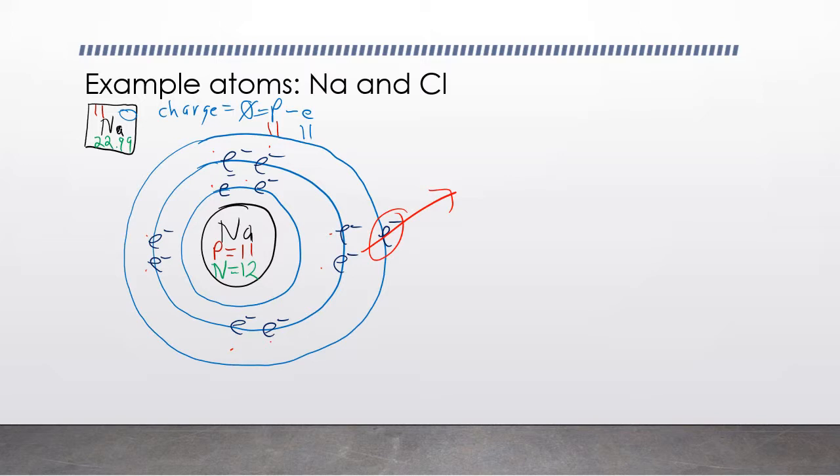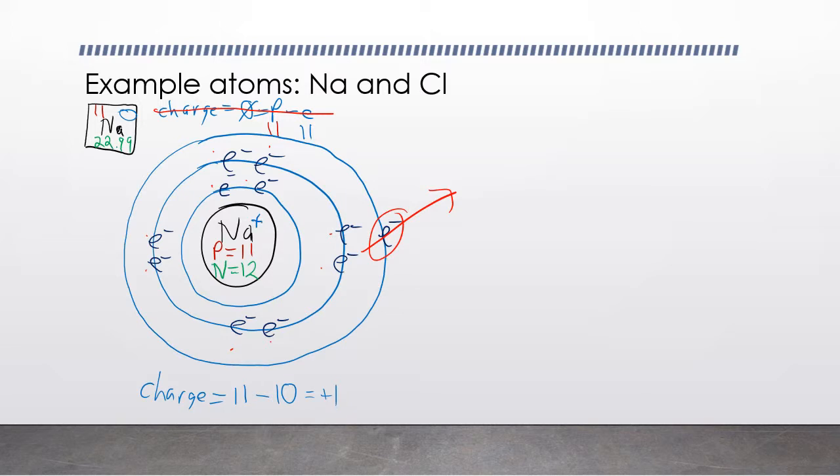So that also means we nix this charge equation up here and we rewrite it down here. Charge equals protons, which is still 11, minus electrons, which we just counted as 10. 11 minus 10 is plus 1. Now for some reason chemists never write the 1. So we're just going to put in a positive.